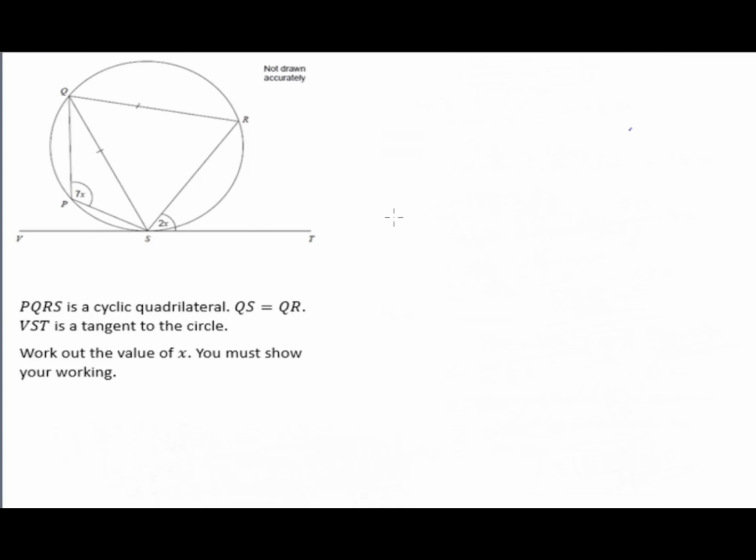Now today we're going to look at this geometric proof question. So here we have PQRS is a cyclic quadrilateral, QS is equal to QR, VST is a tangent to the circle. Now the question is asking us to work out the value of x and you must show all working. So let's look at the diagram here. We have a circle, we have a cyclic quadrilateral inside the circle, we have a tangent.